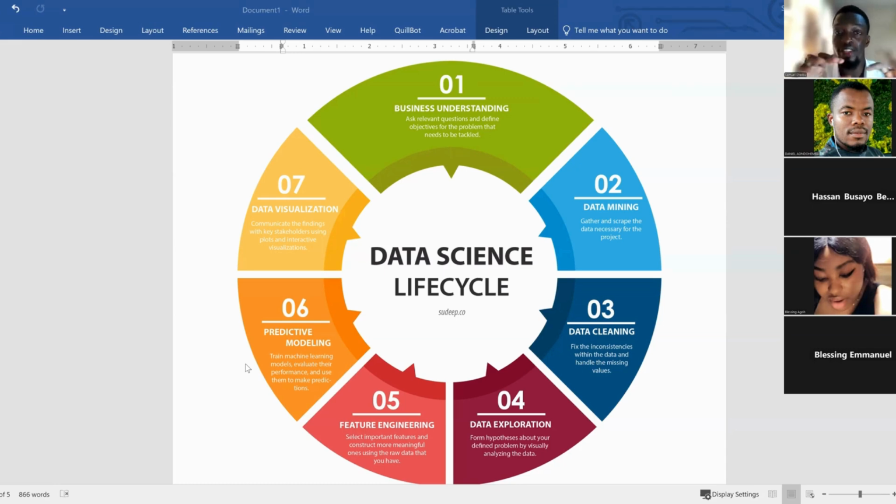If you can understand this life cycle very well, guys, trust me, you've already understood like 10% of what it entails to be a data scientist. So you have business understanding, data mining, then you clean the data. That's data cleaning. And all these things we're going to do them in Python. There's no problem about it.